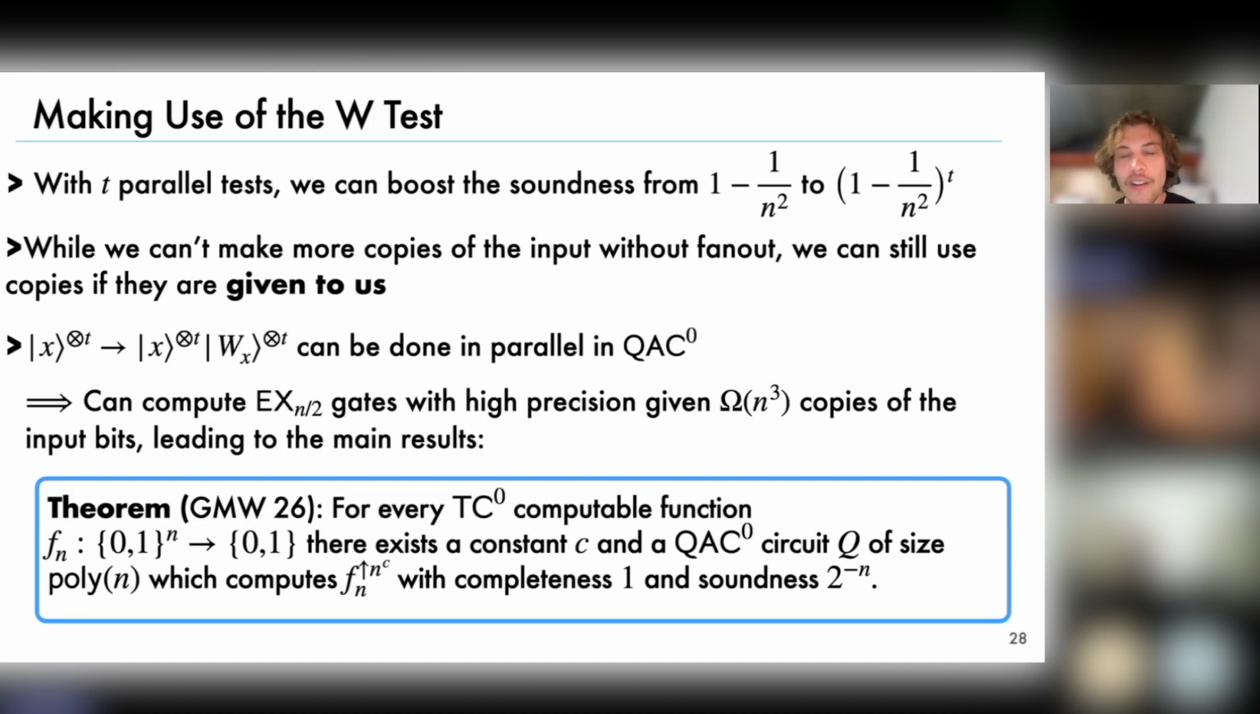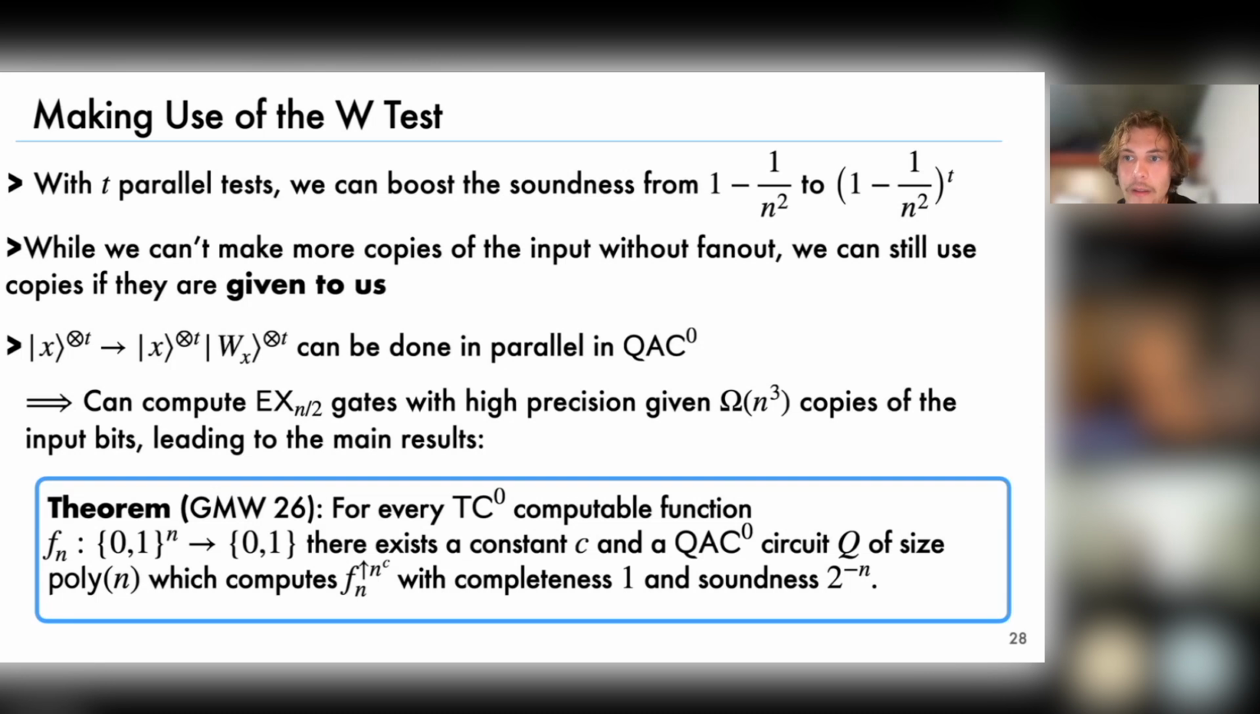But this isn't an issue for us in this many-copies regime, because every time you need classical fan-out, you can just request more copies of the input. And so this just results in a polynomial blow-up in the number of copies that you need.